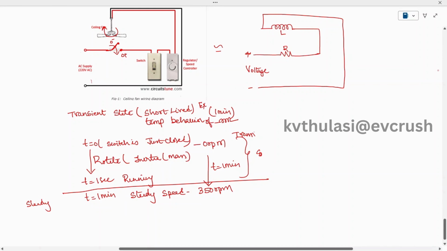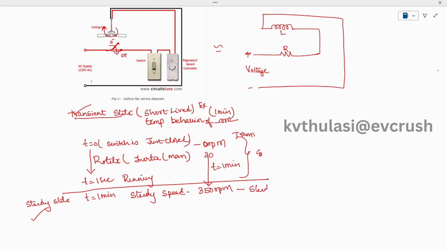Therefore, you are going to have two states in the inductor. The first state is a transient state and the other state is a steady state. If we directly say how the inductor behaves, we can't understand, but by this we can definitely understand. Transient state means this is a short-lived state and is the temporary behavior of the inductor. Whenever the switch is closed, the fan will not rotate. It takes some time. It is at 0 RPM, slowly it will pick up 30 RPM, 40 RPM, 100 RPM, 250 RPM, and then it reaches 350 RPM. This 350 RPM is called steady state.